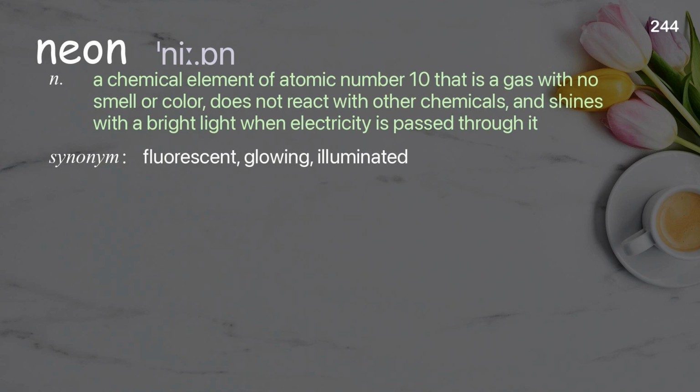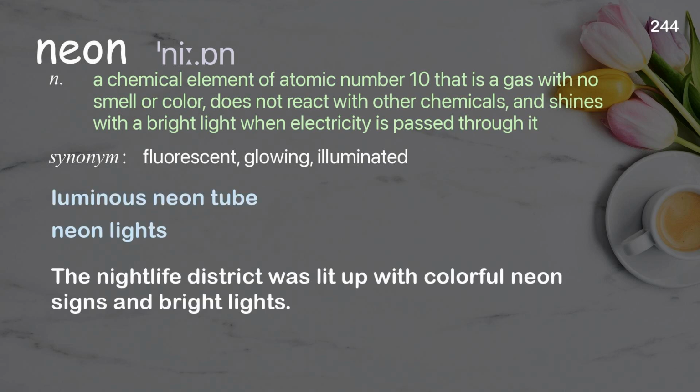Neon. A chemical element of atomic number 10 that is a gas with no smell or color, does not react with other chemicals, and shines with a bright light when electricity is passed through it. Examples: Luminous neon tube. Neon lights. The nightlife district was lit up with colorful neon signs and bright lights.